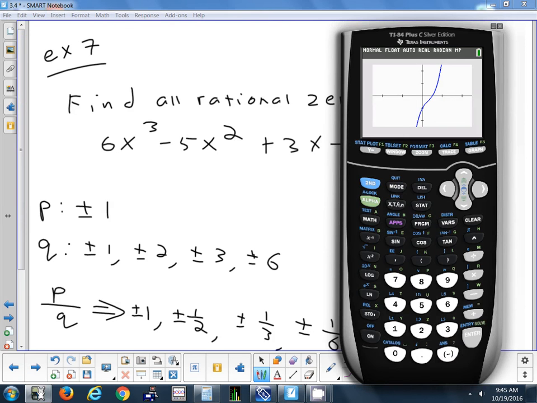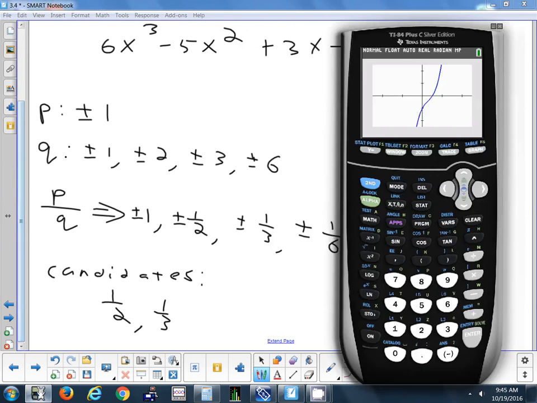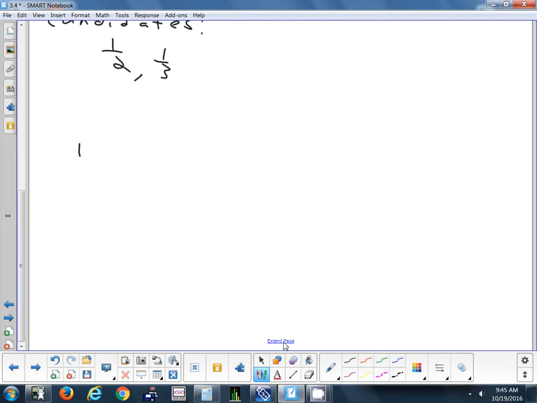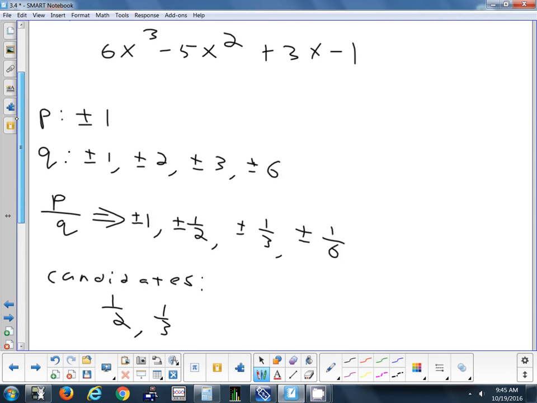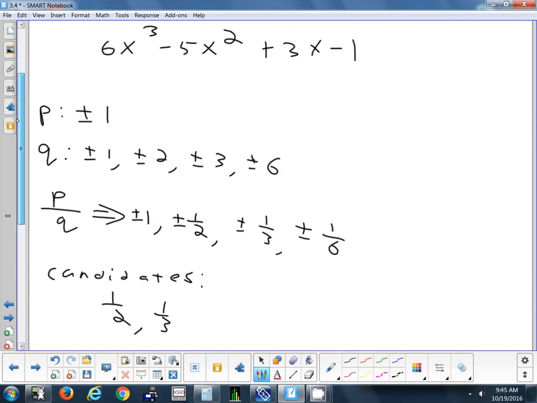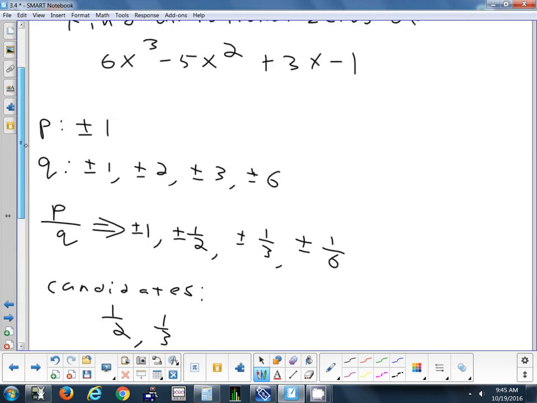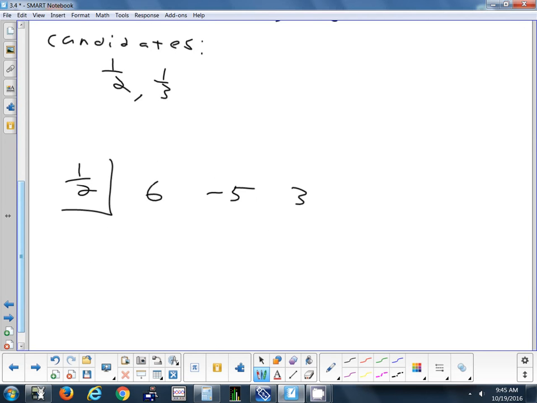All right, so let's try 0.5 and see what we get. Okay, 0.5 is a 0. And now we'll divide through synthetically by it, and it'll turn the cubic into a quadratic. Okay, what are my coefficients? 6, -5, 3, and -1. I already know the remainder. What's the remainder going to be? 0. It's going to be 0, but I'm interested in the quotient, and I want to see what answers I can get from that.